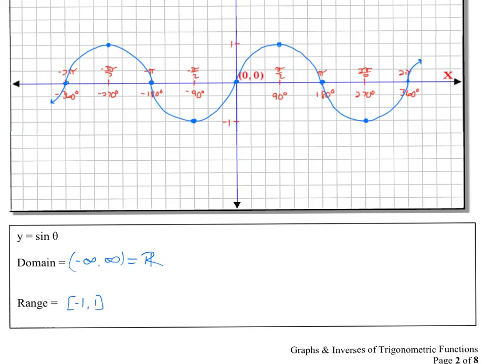So it should be memorized, or you should be able to derive, that the domain for sine is negative infinity to infinity, and the range for sine is negative 1 to 1. This is the parent graph for sine.